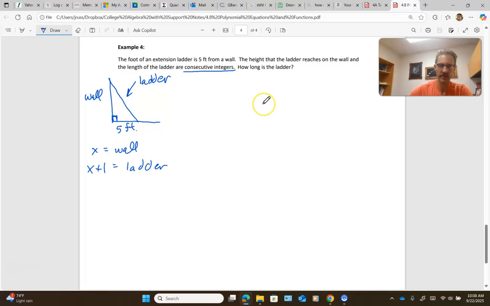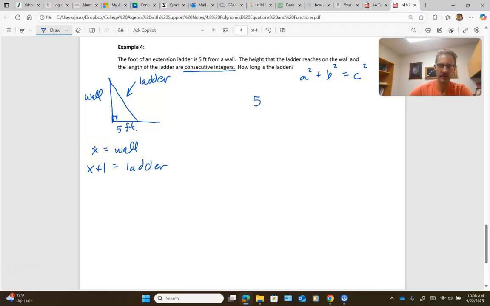Well, the equation is the Pythagorean theorem. It tells us that one leg squared plus the other leg squared should equal the hypotenuse squared. All right, well, my legs are going to be 5 feet and whatever this distance of the wall is, which we're using x to represent.